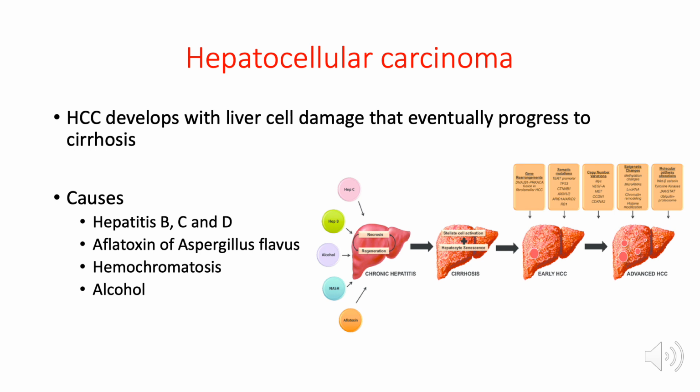I will explain later on aflatoxin of Aspergillus flavus. Then you have hemochromatosis, the deposition of iron into the liver stroma and parenchyma. Then you have alcohol.